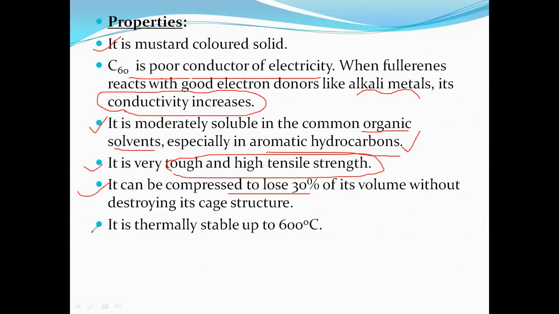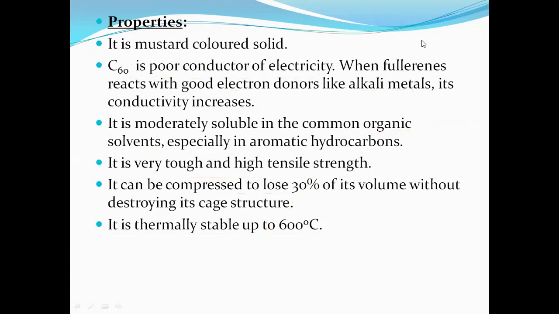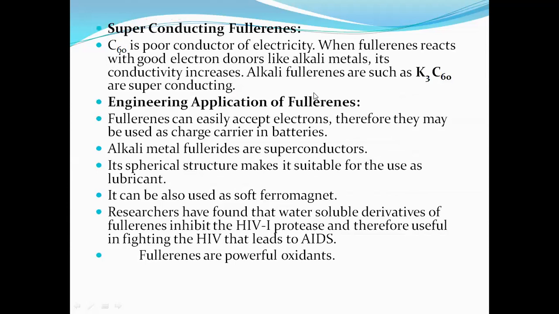Next, C60 has very high thermal stability, identified up to 600 degrees centigrade. C60 materials remain highly thermally stable at about 600 degrees centigrade. Okay, all these are the properties of C60 materials. Let me see the continuation here. Let me explain what a superconducting material is.